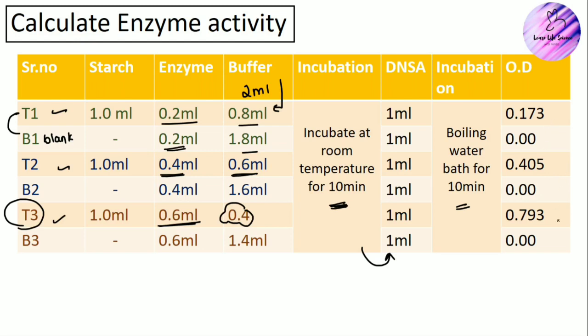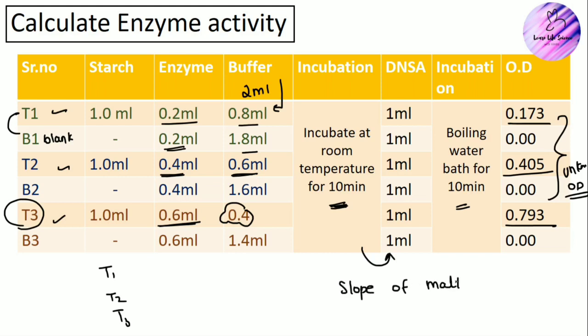After taking absorbance, I have taken some examples. I have just added them here directly. These are not appropriate results. The first test tube is giving 0.173, the second is giving 0.405, and the third one is giving 0.793. Now you have the OD of the unknown. If I want to know the concentration of T1, T2 and T3, I will require the slope of maltose.